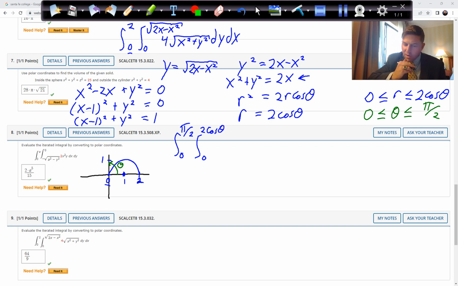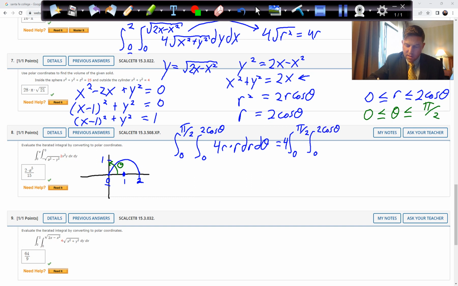And then we should have written this as an r, so this would be 4 square root of r squared, which is just 4r. So our function is 4r, but then we add the r dr d theta. So this is going to be the antiderivative 0 to pi over 2. I'm going to pull that 4 out front. 0 to 2 cosine theta of r squared dr d theta.